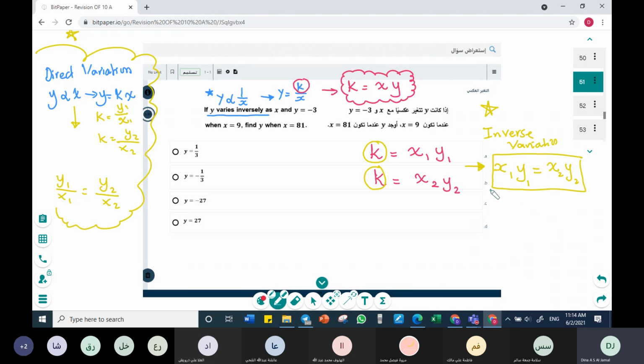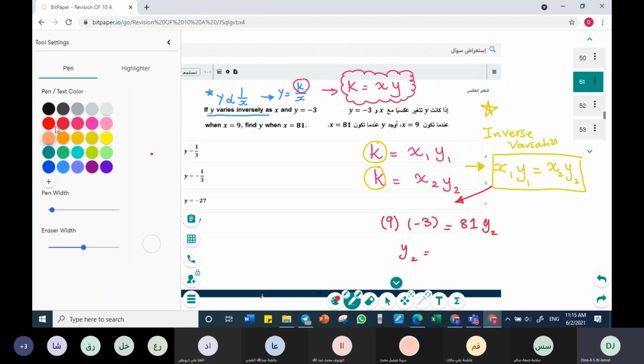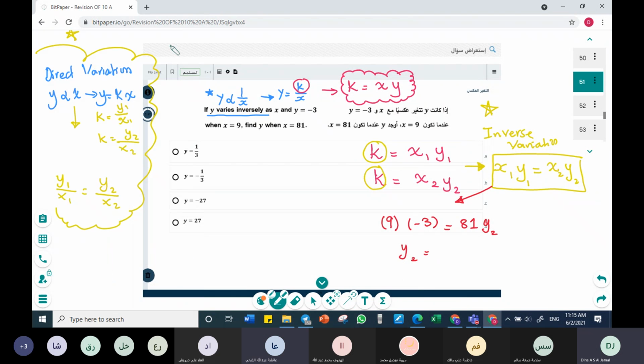So let's now substitute on the given to find the unknown. What will be your x1? 9. What will be your y1? Minus 3. What will be your x2? 81. What will be your y2? We don't know it. I need to find it. Solve this equation for y2 and get me the value of y2. Minus 1 over 3. Excellent.